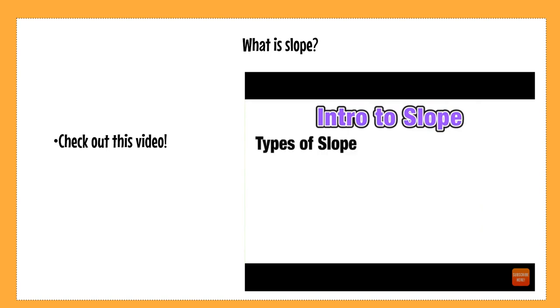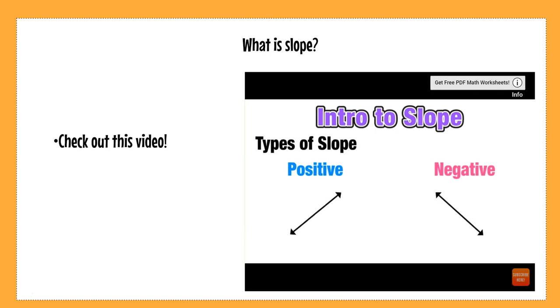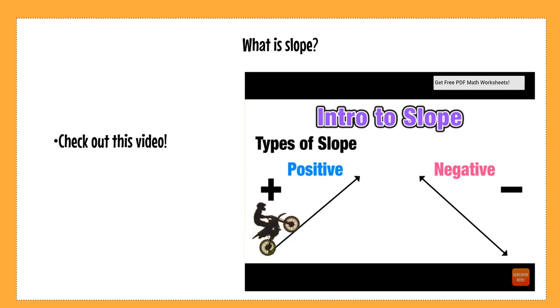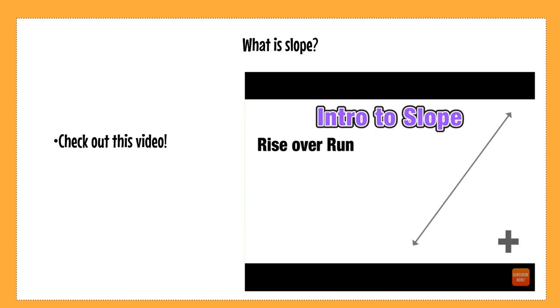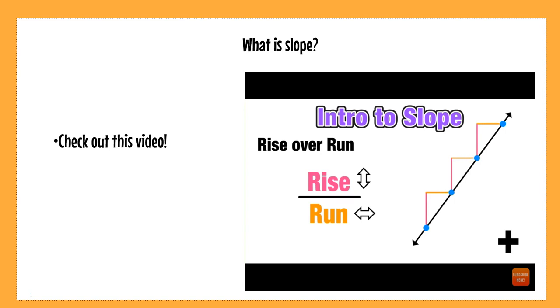Now, in this lesson, we're going to discuss two types of slope, positive and negative. Positive slopes increase from left to right, while negative slopes decrease from left to right. We will also be referring to slope in terms of what we call rise over run. So we have a line with points on the line. The rise is going to represent how many units up or down we have to move, and the run is going to be how many units left or right we have to move in order to move from point to point.